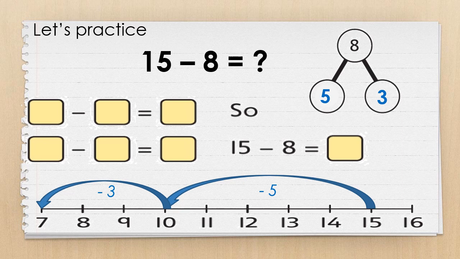Now, let's move on to the number sentences. 15 minus 5 equals 10. Followed by 10 minus 3 equals 7. So, what is the answer? Yes, 15 minus 8 equals 7. Did you get this right? That's great!